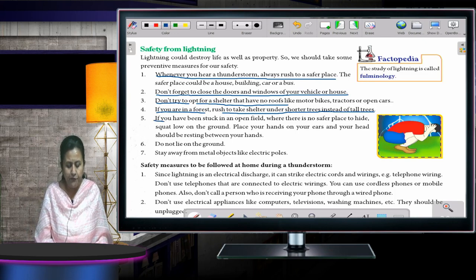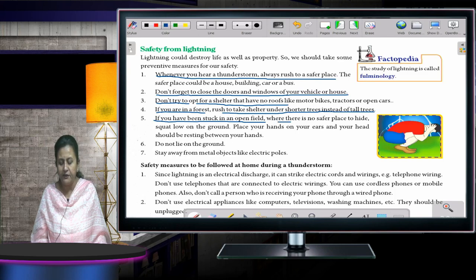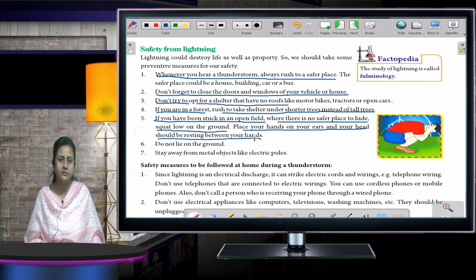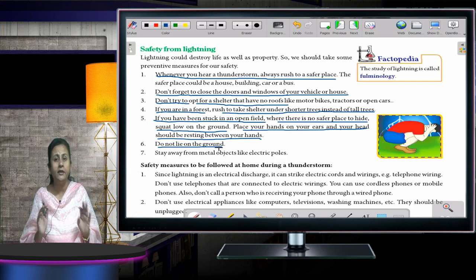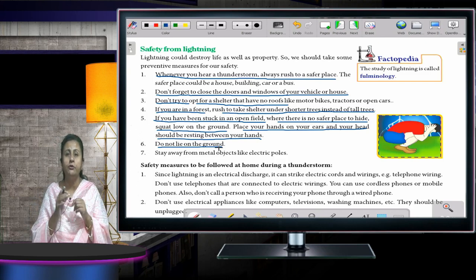Okay, if you have been stuck in an open field where there is no safer place to hide, squat low on the ground. Place your hands on your ears and your head should be resting between your hands. Fine. Do not lie on the ground. Letna nahi hai. What you are going to do? You are going to sit.